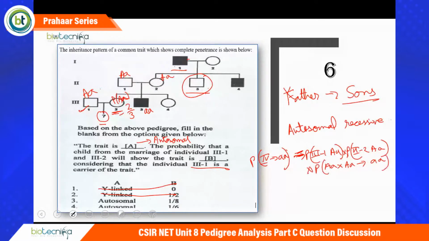So the probability of 3-1 to be heterozygote is 1 because it is mentioned in the question. 3-2, sorry, not 2-3, it will be 3-2. So 3-2 to be heterozygote will be 2/3, and their crossing to produce homozygous recessive is 1/4. So the answer will be 1/6. This brings the answer to option number 4.